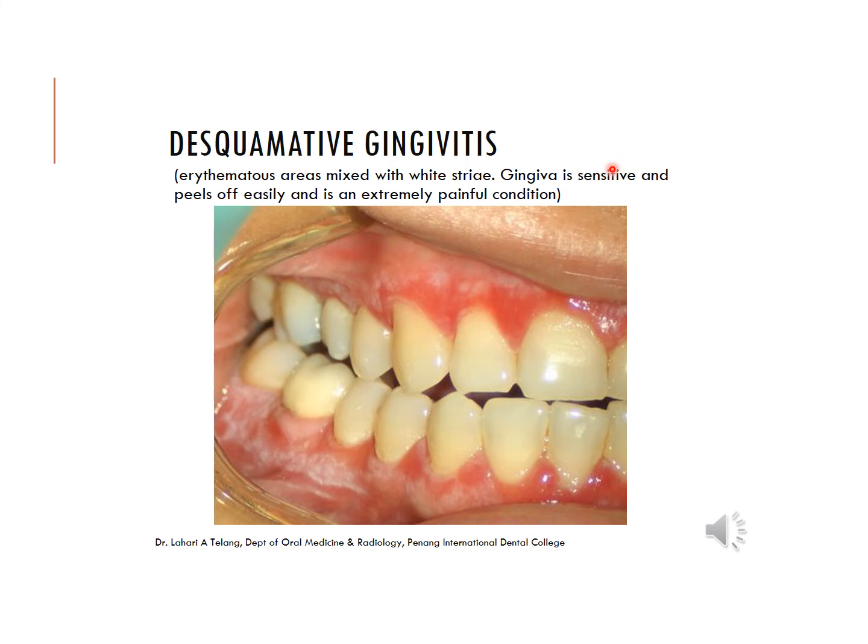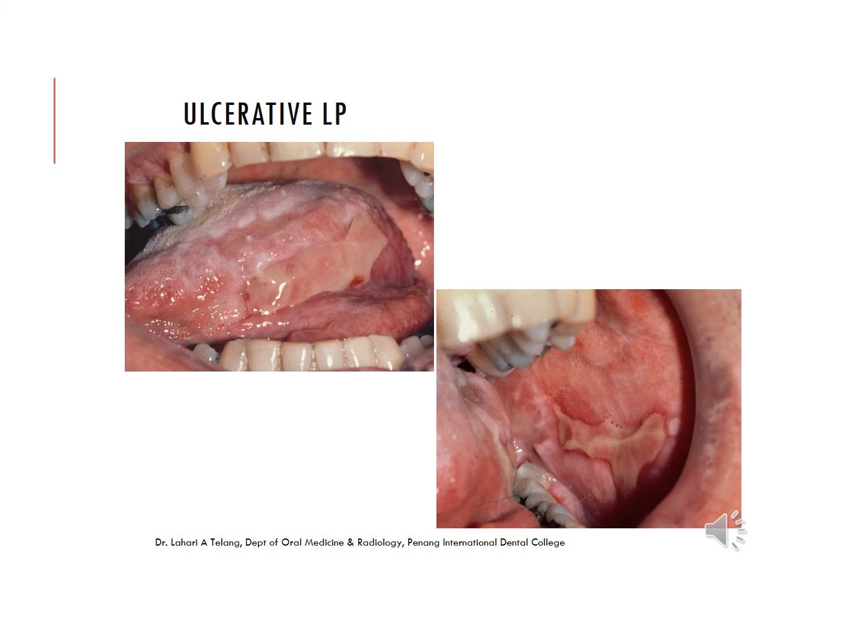So the patient comes to you saying, doctor, I'm not able to brush my teeth. When I brush my teeth, I end up with a lot of pain and I feel that my gums are peeling off. Please help me. What am I supposed to do? Right? Next is ulcerative Lichen planus.